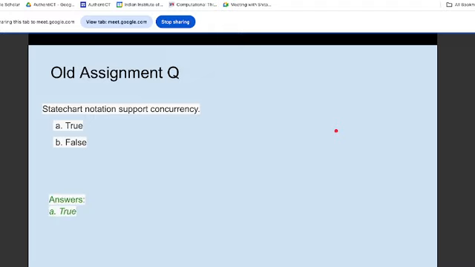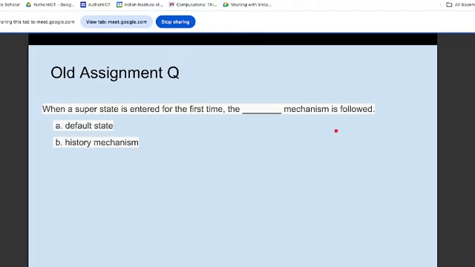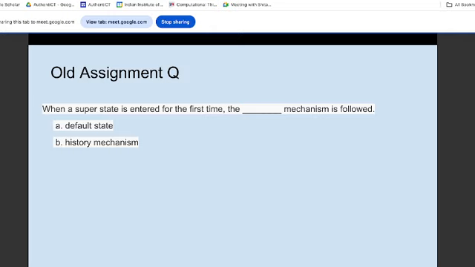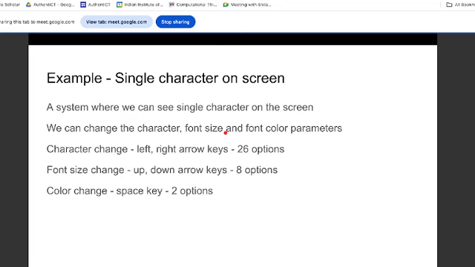State chart notation does. When a superstate is entered for the first time, the dash mechanism is followed. For the first time, so here maybe I did not cover that, but when the superstate is entered for the first time, we go to the default state, and when it is entered later on, we go for the history mechanism. So apart from the first time, it goes for the history mechanism. For the first time, it will go to the default state.